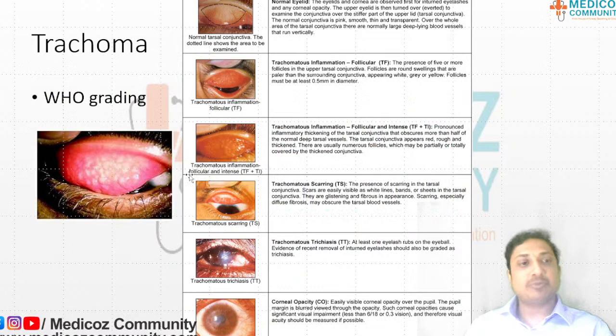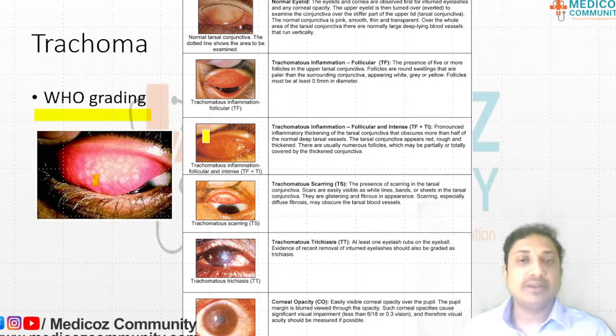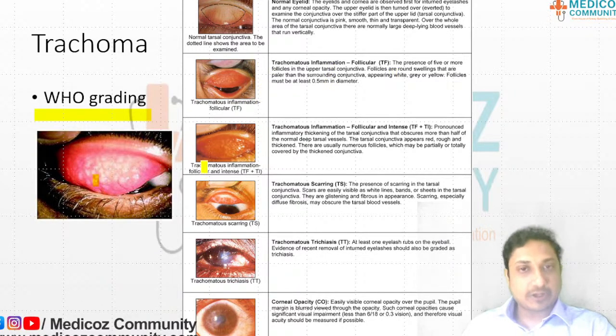Let us first discuss trachoma and then come back to the answer again. So this is the WHO grading of trachoma. You can see there are a lot of big follicles, all the whitish colored follicles. In the WHO staging, there is the inflammatory stage of trachoma, that is trachomatous inflammation follicular, trachomatous inflammation intense, then happens the trachomatous scarring, and the sequelae of that is trachomatous trichiasis and later on causing corneal opacity.